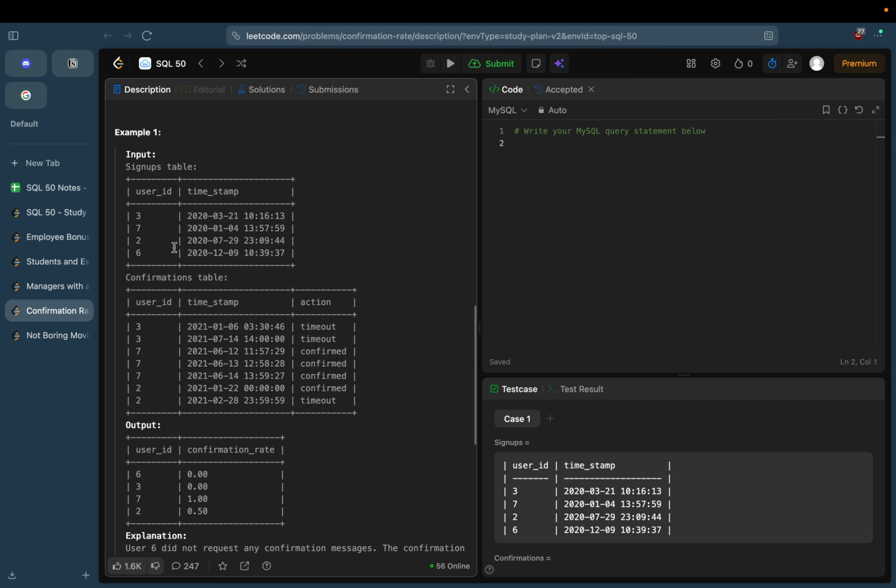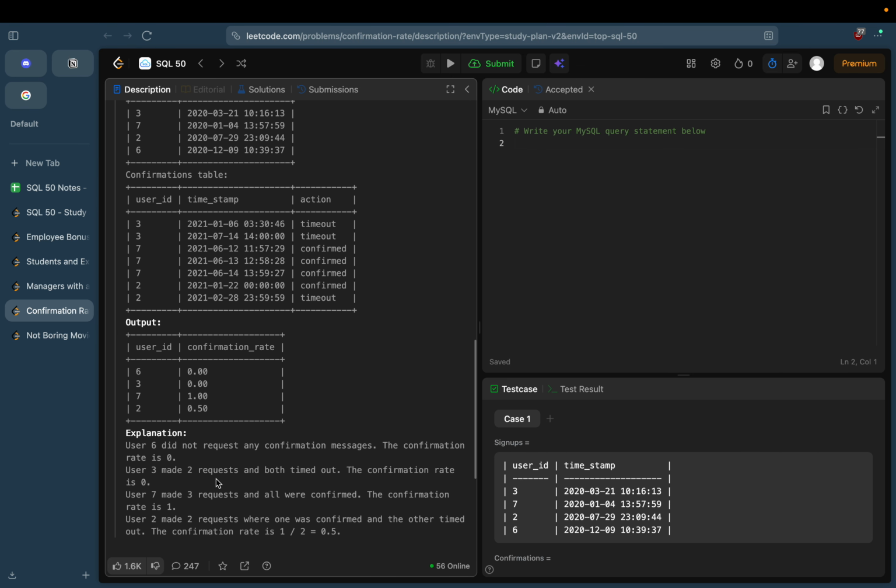These are 4 users, these are their sign up times. Then the confirmations table, there are multiple confirmations per user, as you can see. So let's have a look at the explanations. User 6 did not request any confirmation messages. Alright, we don't have any entry for user 6, and that was a rule, and the confirmation rate has to be populated as 0, rounded off to 2 decimal places.